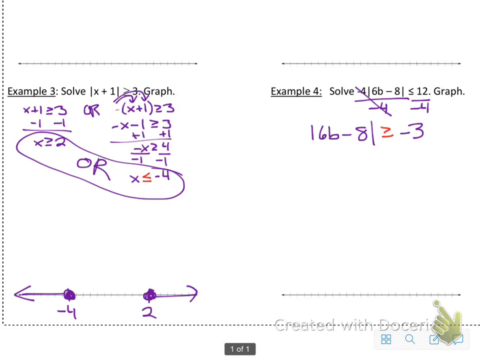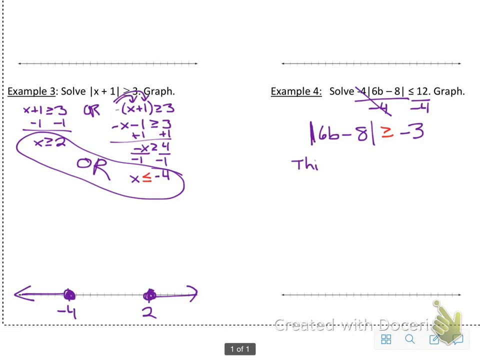Now you have to use your reasoning, right? Because I'm isolated, and that's okay. Is it possible to have an absolute value greater than or equal to negative 3? Well, the honest answer is yes. In fact, because we can only have a positive absolute value, it is always going to be greater than or equal to negative 3. So you don't even have to do any math. Because it's always greater than or equal to negative 3, this will always be true.